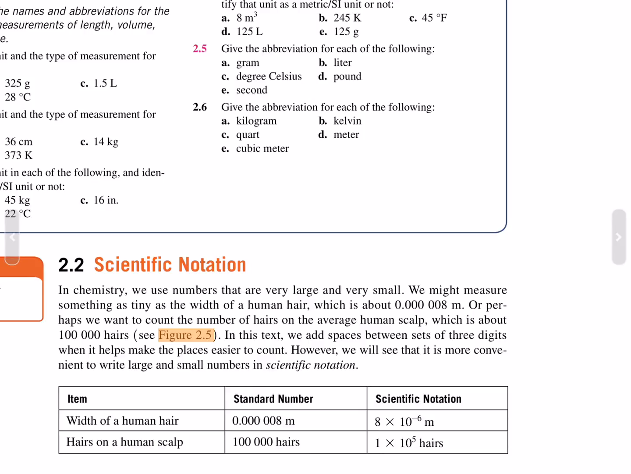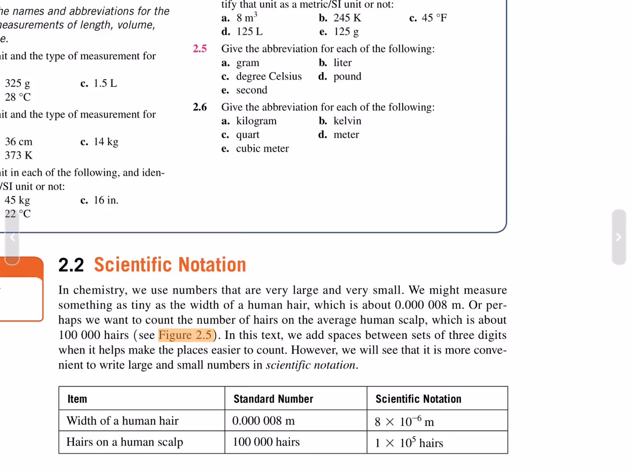We might measure something as tiny as the width of a human hair, which is 0.000008 meters. Or perhaps we want to count the number of hairs on the average human scalp, which is about 100,000 hairs. In this text, we add spaces between sets of 3 digits when it helps make their place easier to count. However, we will see that it is more convenient to write large and small numbers in scientific notation.